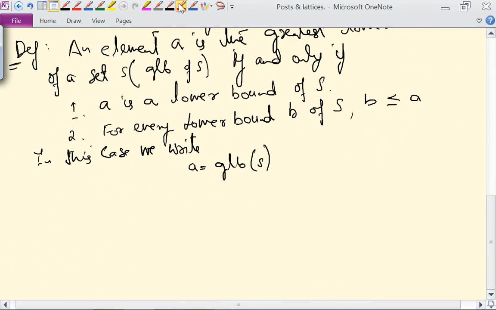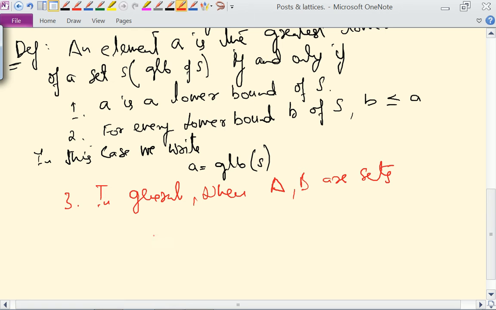So we can add this information here, point number three: in general, when A and B are sets, then the GLB of A and B will be equal to what? A intersection B, right? What is the intersection of A and B? Just get that together. That will be our GLB.